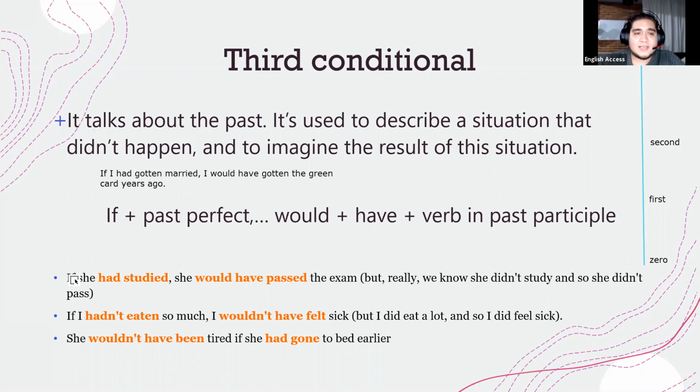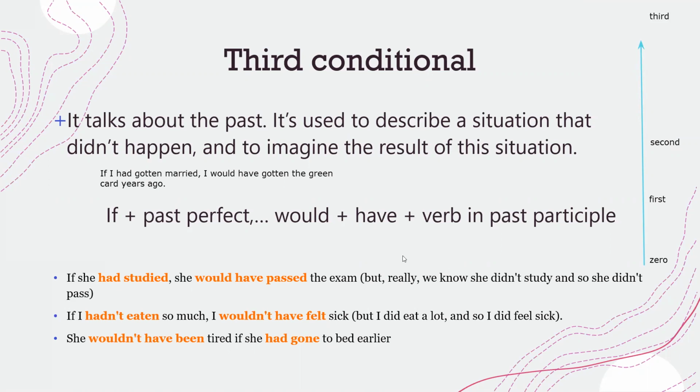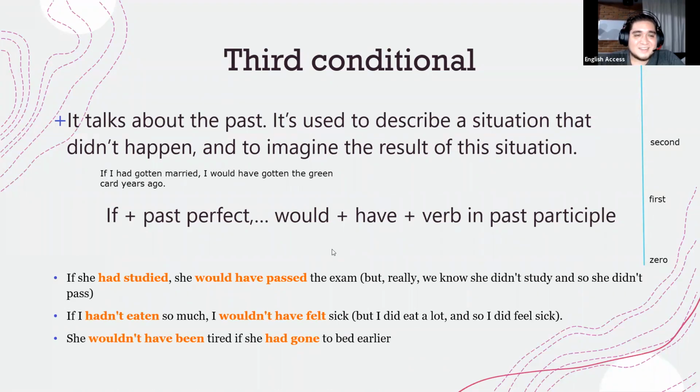Luis, can you help me read the first example that we have here? If she had studied, she would have passed the exam. But really, we know she didn't study, and so she didn't pass. Oh, yes, sorry. I mean, things happen. But yeah, very good. And as you can see, we here have the past modal, right? The past modal of well, past. And here we have the past perfect with the if clause.